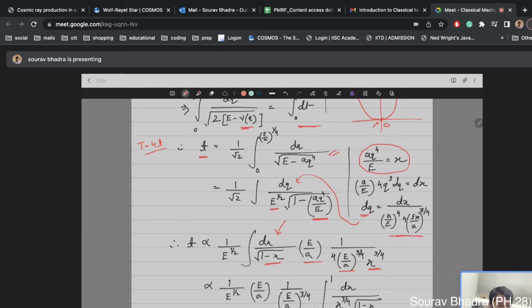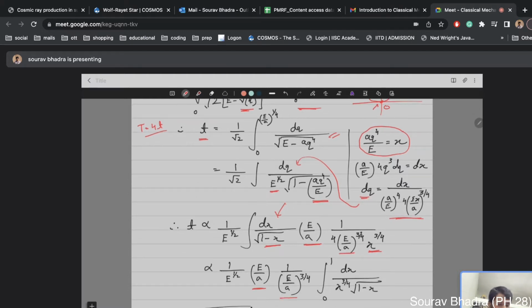So you can take your E by alpha, E by a term outside of your integration. Now this term comes out of the integration, and your integration is purely on x, and properly I have used the upper limit and lower limit of x. Just use this equation, a q to the power 4 by E equals x. By substituting your q max and q min, you can find x max and x min. That will come out as x max equals 1 and x min equals 0.